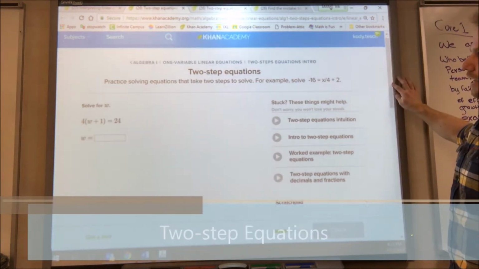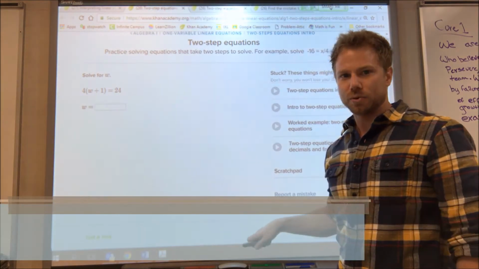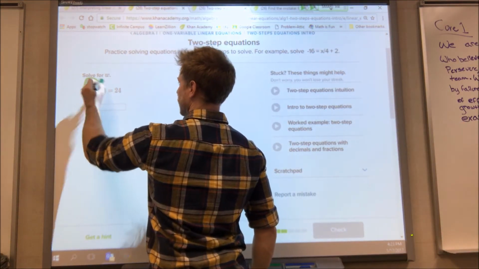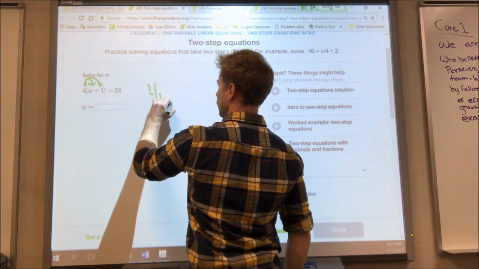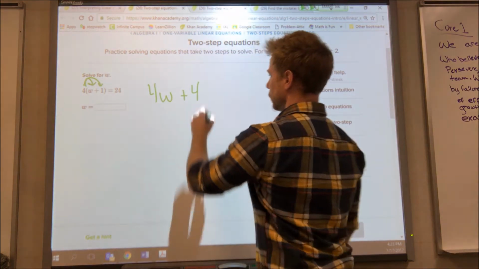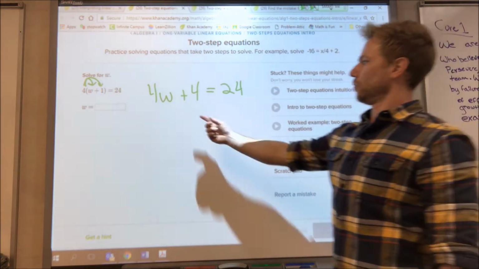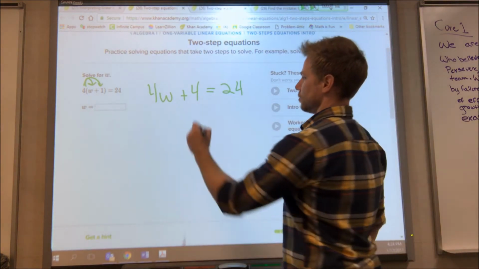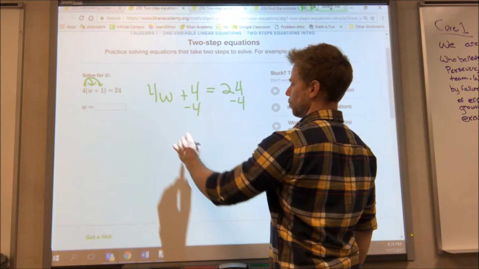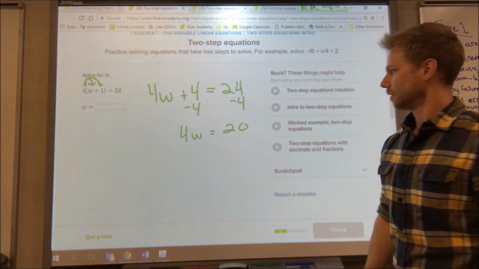Okay, second one, we have our 2-step equations here. We need to follow order of operations first. So we're going to distribute because we have parentheses. So that's 4W, 4 times 1 is 4, equals 24. Then we do the opposite of what we see. We see plus 4, so we have to subtract 4. Subtract 4. 4W equals 20.